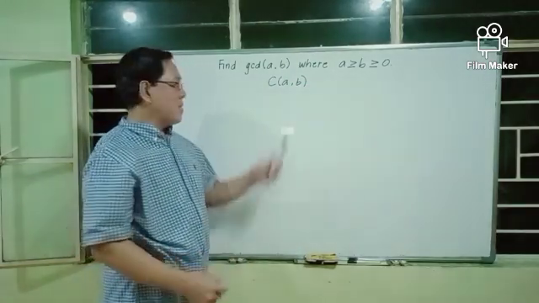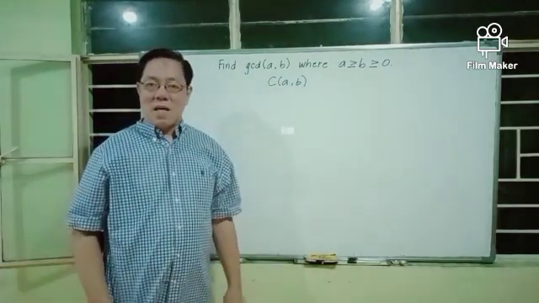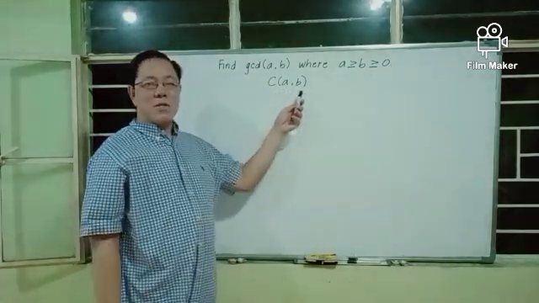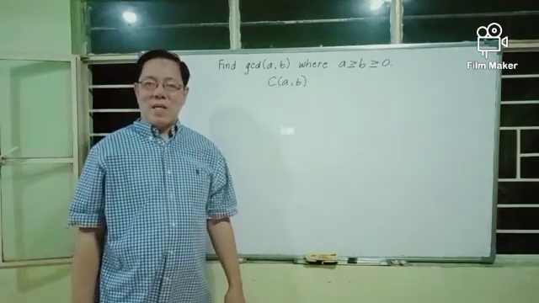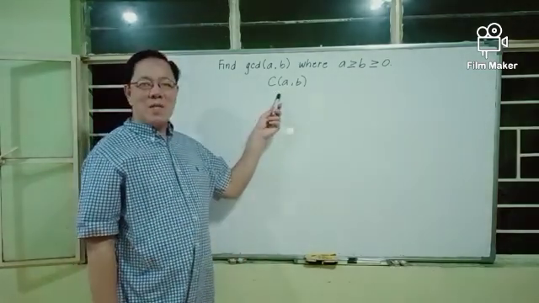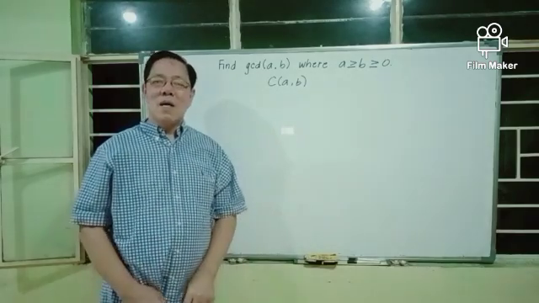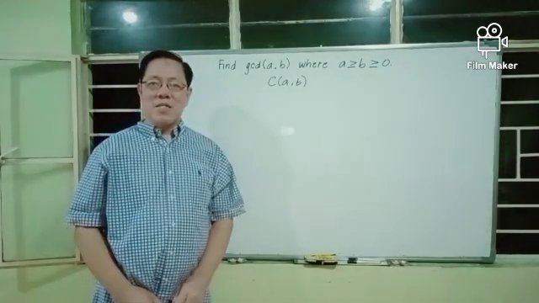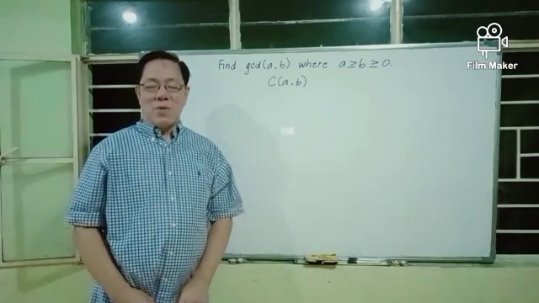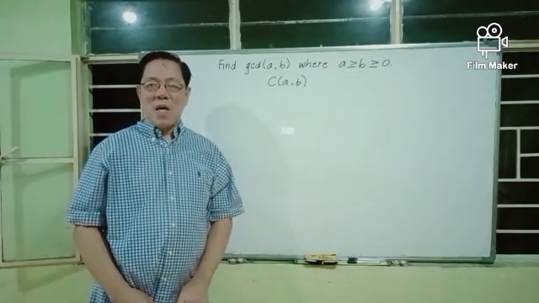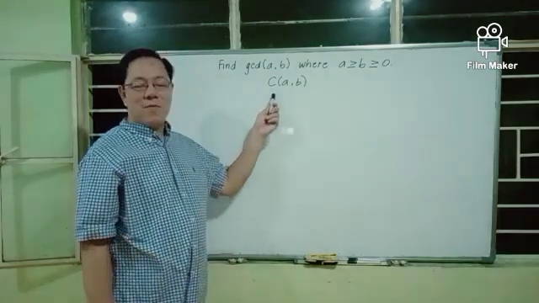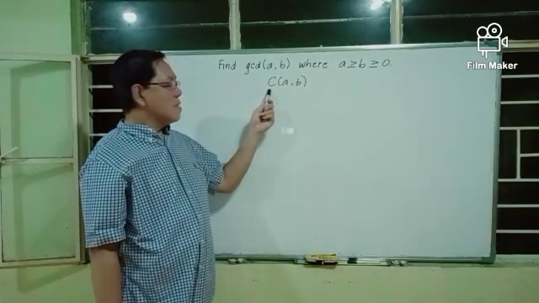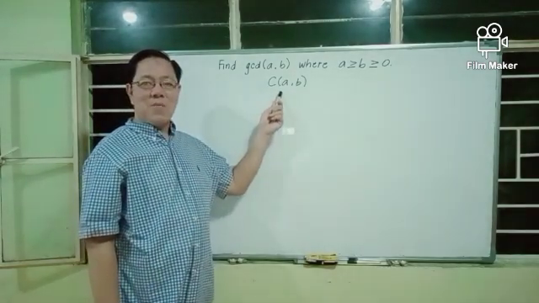Capital C of ab is the set of all common divisors of the integers a and b. And the largest element of this set of all common divisors of a and b is the greatest common divisor of the integers a and b. And we actually write GCD of ab equals the maximum of the elements of C, the set of all common divisors of ab.